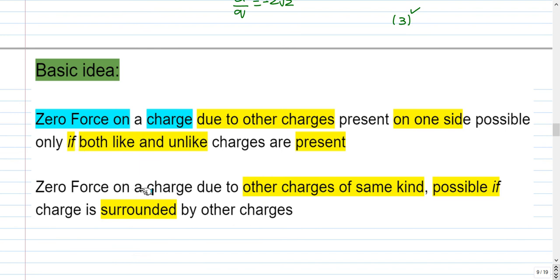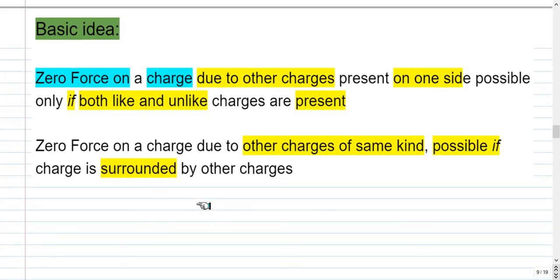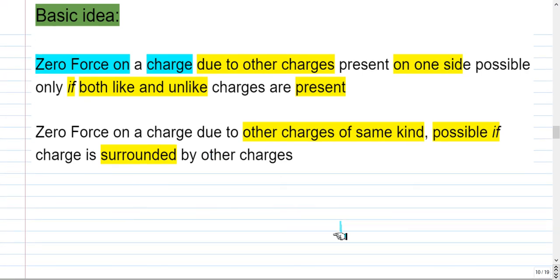Zero force on a charge due to other charges of the same kind is possible only if they are surrounding the given charge. For example, suppose you have a positive charge here and the remaining charges are negative, and suppose they are on one side, it is not possible for the force on this positive charge to be 0. But if you have the negative charges surrounding it, then it is possible for the force on this positive charge to be 0.